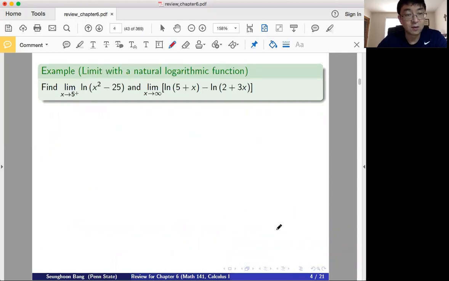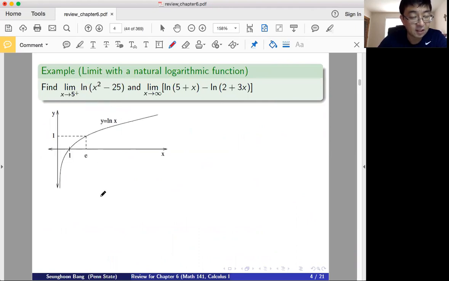Third one, so we think about a limit problem. If you want to solve the limit of an ln function, you need to draw the graph of ln. The graph of ln is like this. So we can solve step by step. X value approaches 5 from the right. What happens inside first? You can plug 5 into here. So 5 squared minus 25 is like 0.